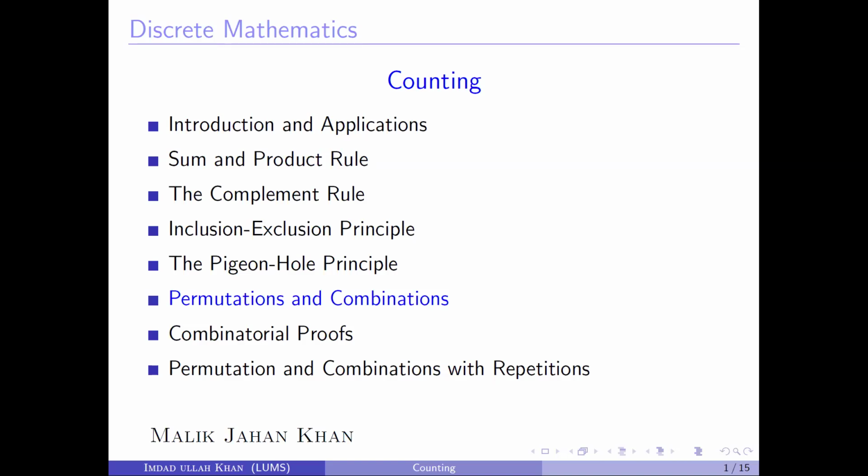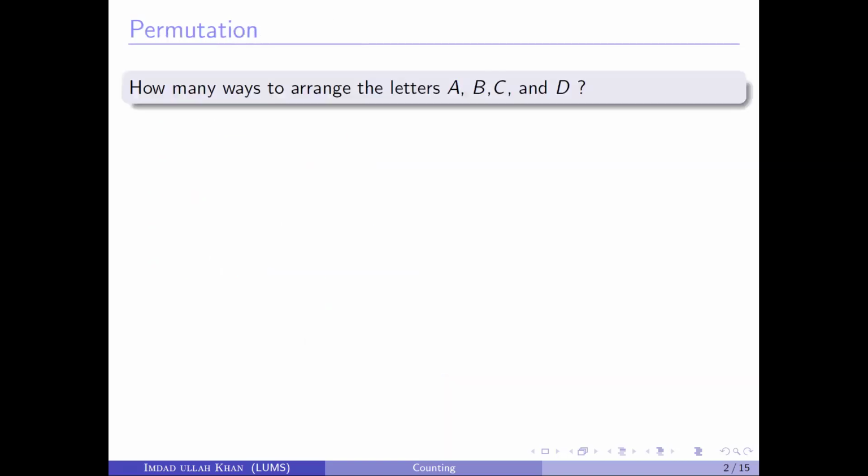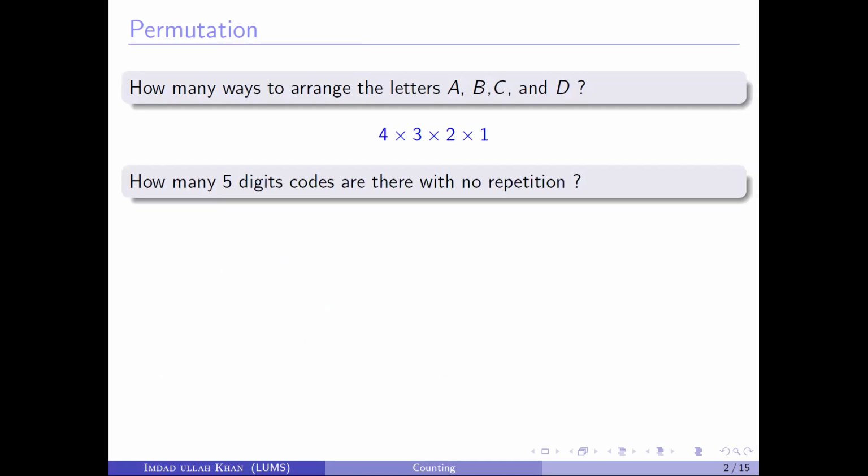Our next topic is permutations and combinations. We have done some stuff related to permutations when we started counting. How many ways to arrange the letters A, B, C, and D? We said that there are 4 possible choices for the first placeholder, then 3 possible choices for the second one, 2 for the third one, and then we're left with only 1 choice. So we call it 4 factorial.